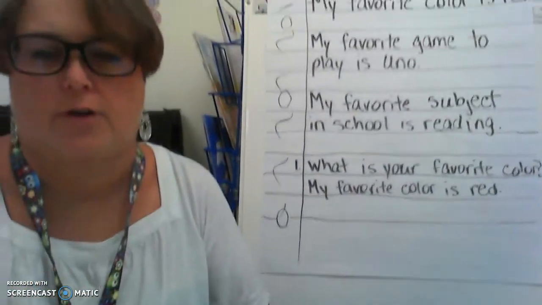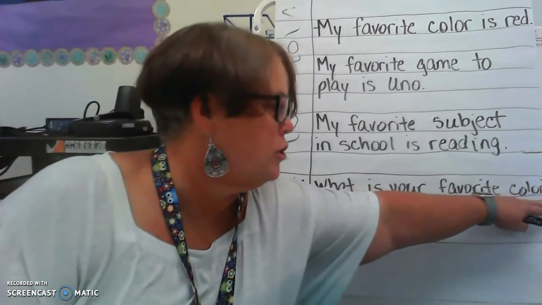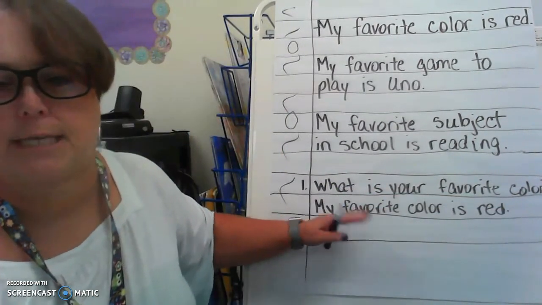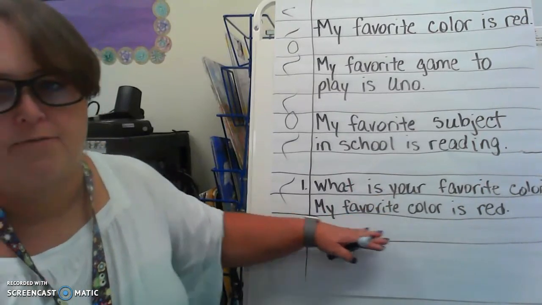What is your favorite color? My favorite color is red. I wrote the question, question mark. I wrote the sentence. I didn't just put one word, red. I wrote the whole sentence. My favorite color is red. So I want you to do that in your journal. Write the questions. Write the answer in a complete sentence. Then take a picture and upload it to the assignment.